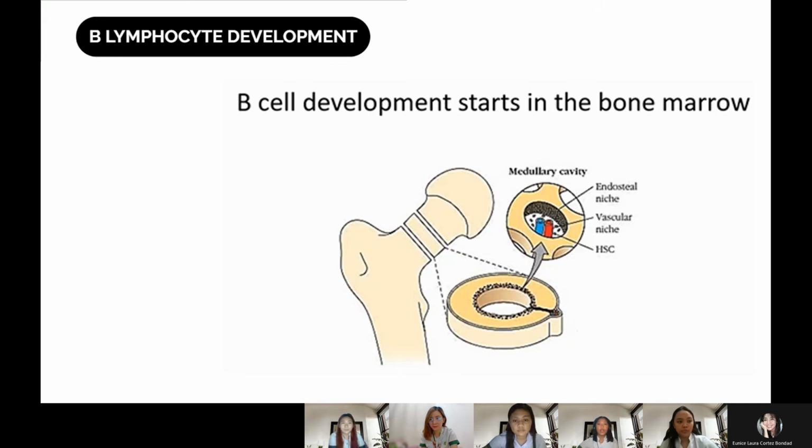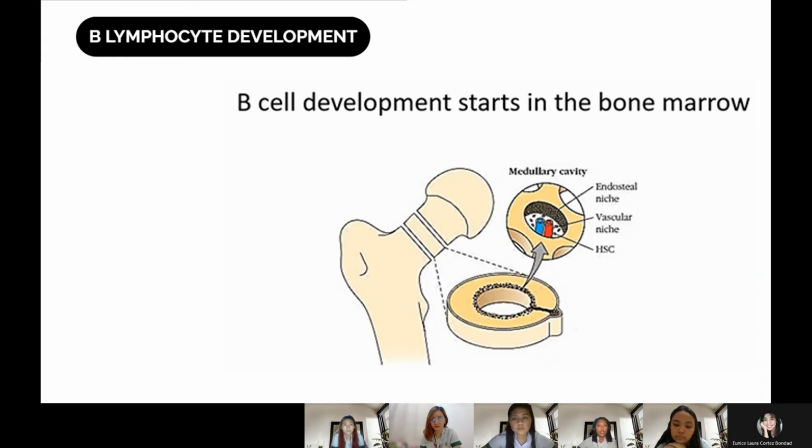The B cell development starts in the bone marrow. The bone marrow is the primary lymphoid organ where immune cells develop. In the early stage, B cell development takes place in the bone marrow. Then later, when B cells mature a little bit, they move out to the secondary lymphoid organs such as the lymph node and develop there.